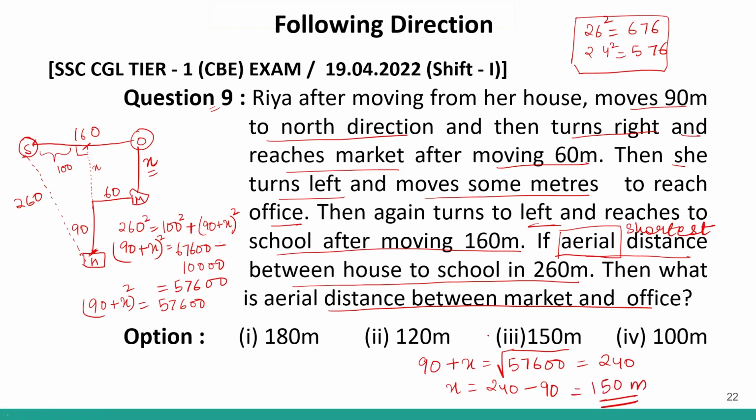So our answer will be option number 3, 150 meters. So the value of x is 150 meters, and x is the shortest distance between the market and the office.